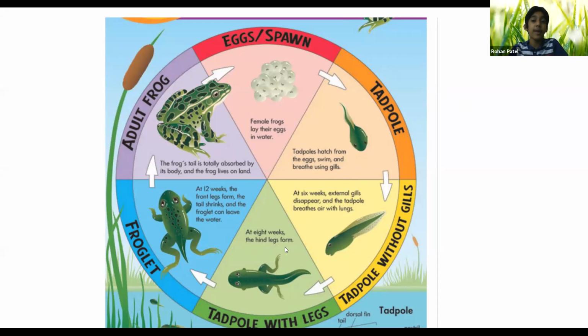The front legs will form and the tail will shrink at 12 weeks. And then the frog's tail is totally absorbed in about 16 or so weeks. Okay.